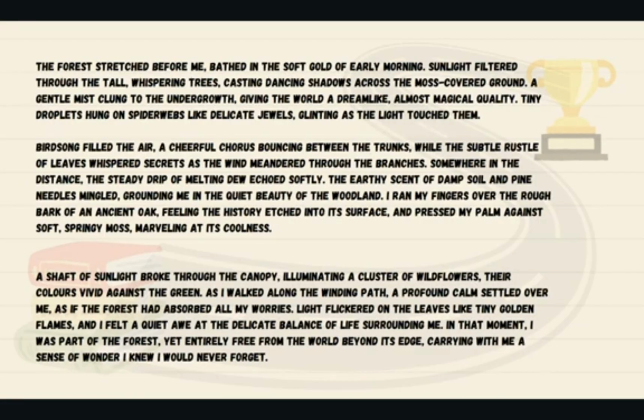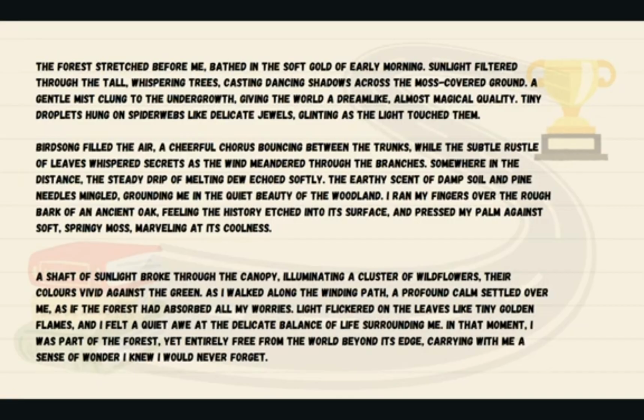Birdsong filled the air, a cheerful chorus bouncing between the trunks, while the subtle rustle of leaves whispered secrets as the wind meandered through the branches. Somewhere in the distance, the steady drip of melting dew echoed softly. The earthy scent of damp soil and pine needles mingled, grounding me in the quiet beauty of the woodland. I ran my fingers over the rough bark of an ancient oak, feeling the history etched into its surface, and pressed my palm against soft, springy moss, marvelling at its coolness.